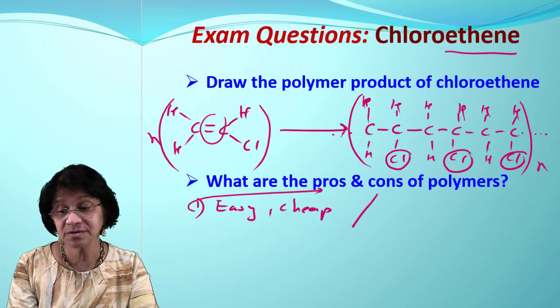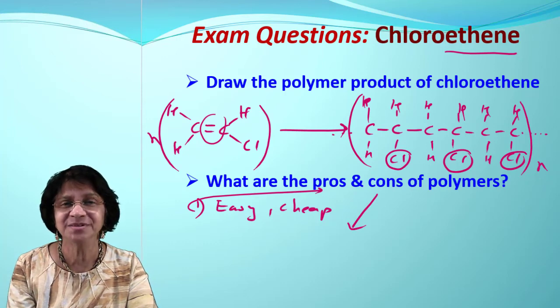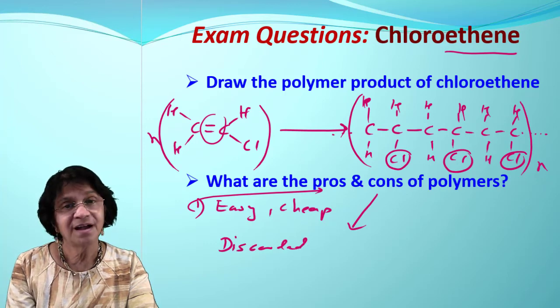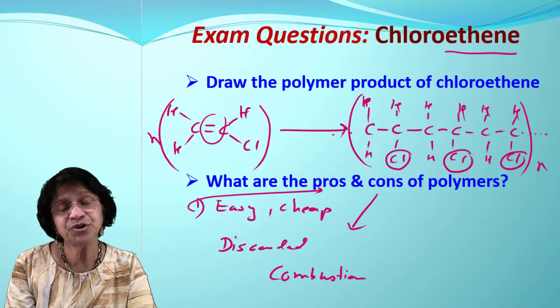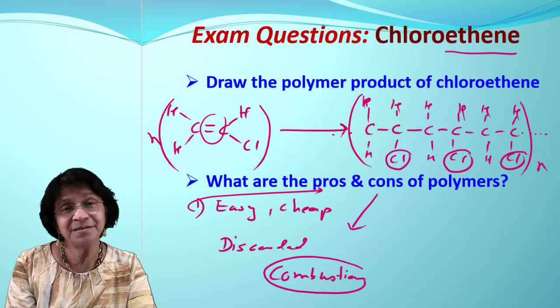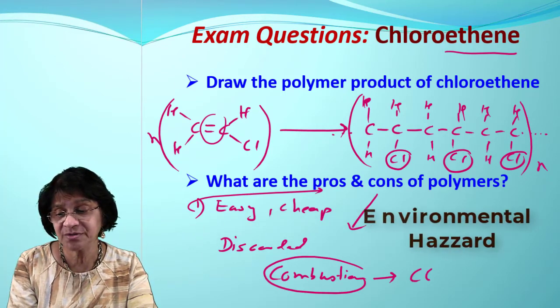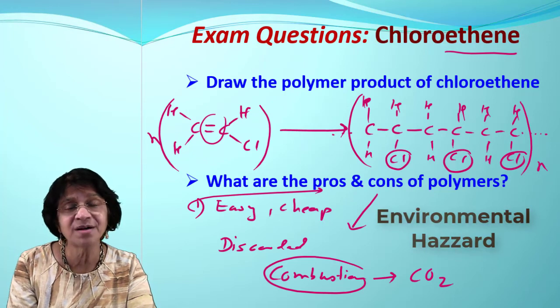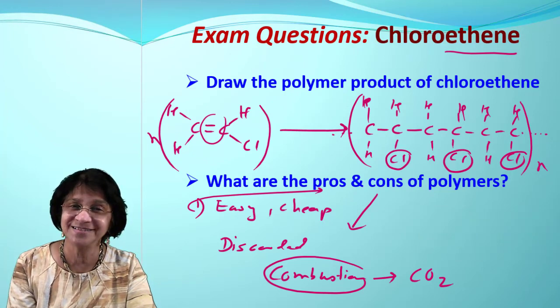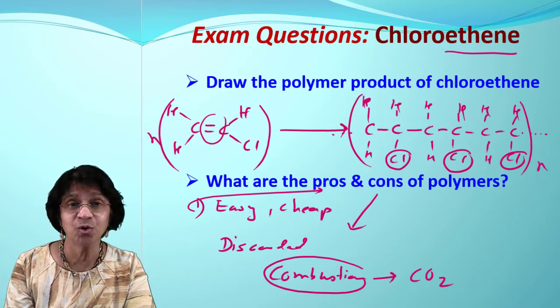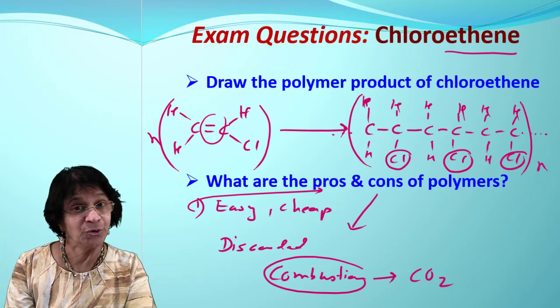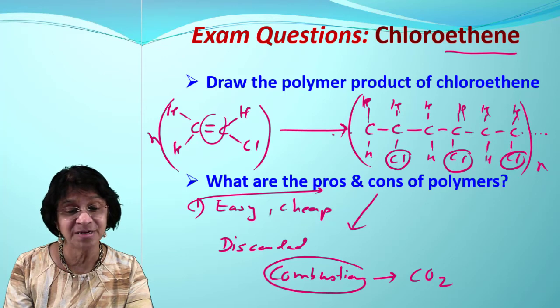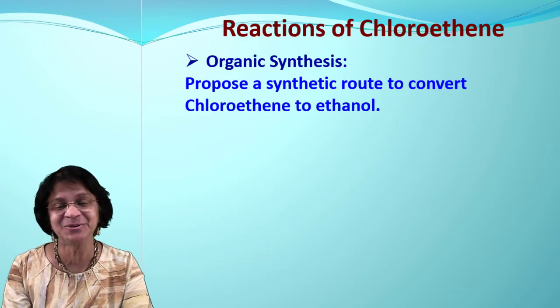And what are the cons or drawbacks of all these polymers? They are often discarded after use, and they go into landfill and are just a waste of space. And if you try to burn and destroy them, combustion will produce waste gases such as carbon dioxide and carbon monoxide, and that is an environmental hazard. Scientists are trying to use microbes for decomposition of polymers like plastic. But it's a long road to go, so it's good and bad. Polymers are good, and they also have some adverse effects on the environment.